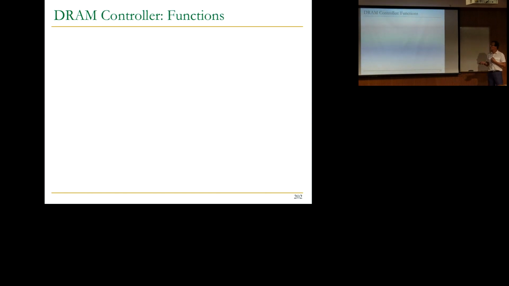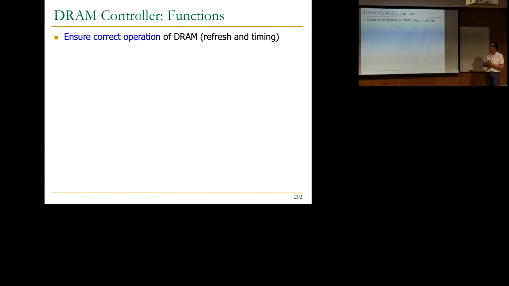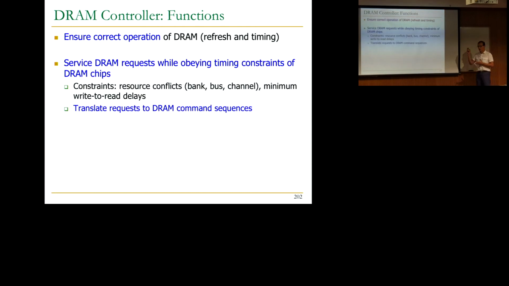So let's talk about the functions of a DRAM controller. Basically, the first function is you need to ensure correct operation, which means that you need to refresh DRAM and you need to obey the timings. We're going to talk about timings later on. You need to service DRAM requests while obeying the timing constraints. Timing constraints are resource conflicts and minimum delays. These are some examples. And the memory controller needs to translate the request to DRAM command sequences. Because as we said, a request comes in, I want to read from this address. You need to turn it into some constraints and generate command sequences from that.